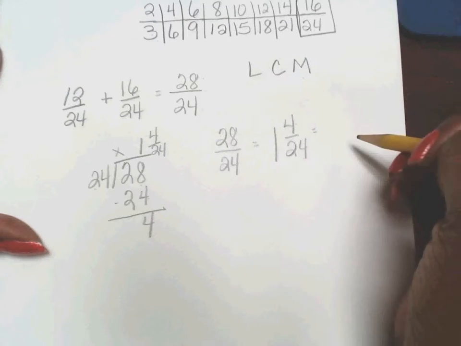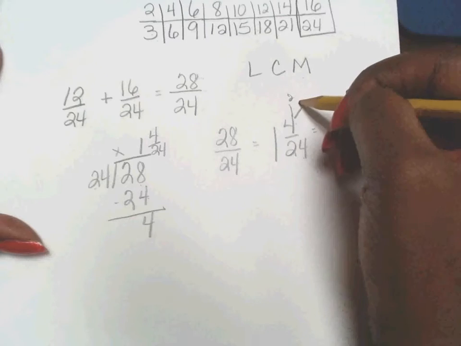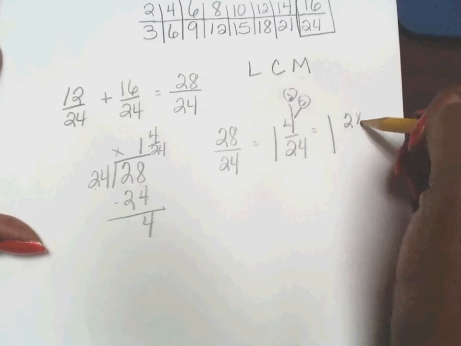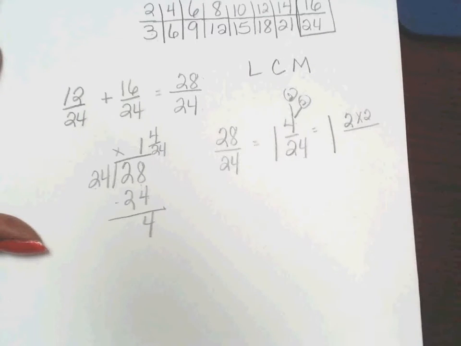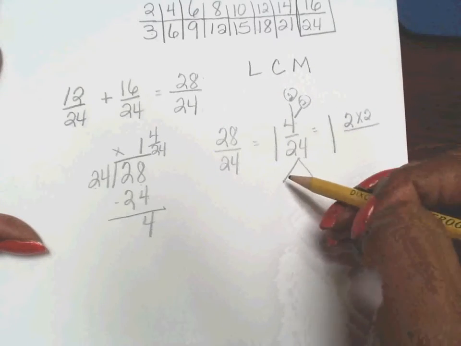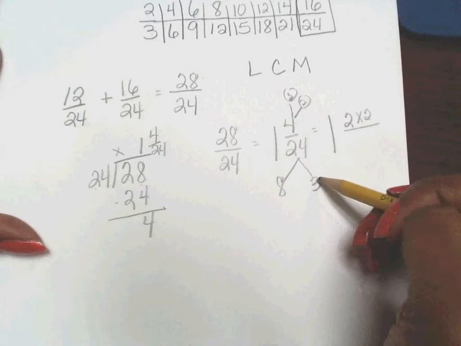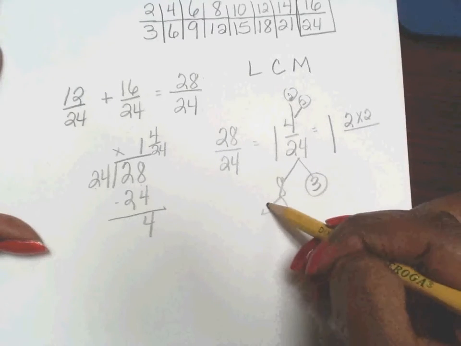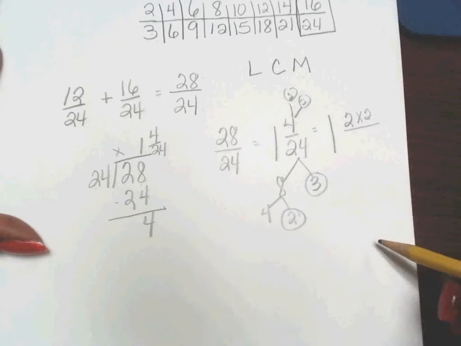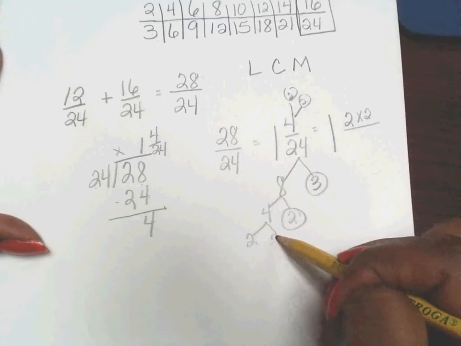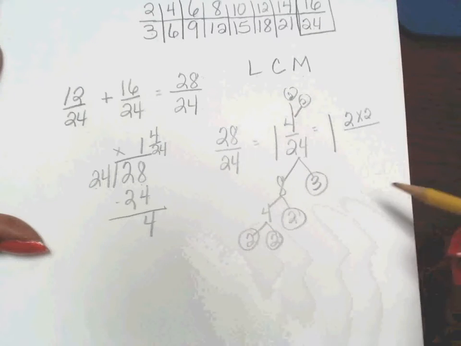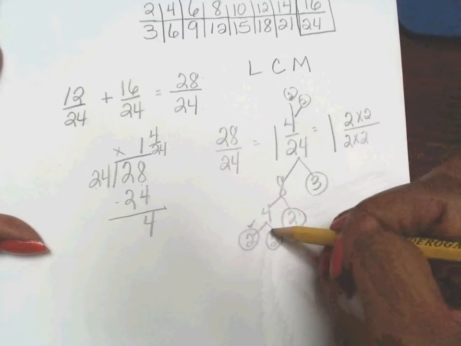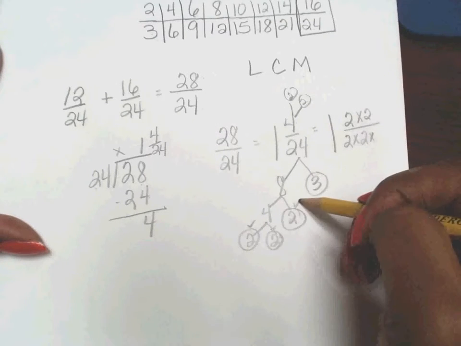All right, so we're going to say this 4 equals 2 times 2. So your fraction now is 1 and 2 times 2. And then the bottom, we know that we have an 8 and a 3. 3 is prime, so we circle it. And then 4 and 2. 2 is prime, so we circle it. And then 4, we can have multiples of 2 and 2. Every time you get a prime number, remember that we circle those prime numbers.